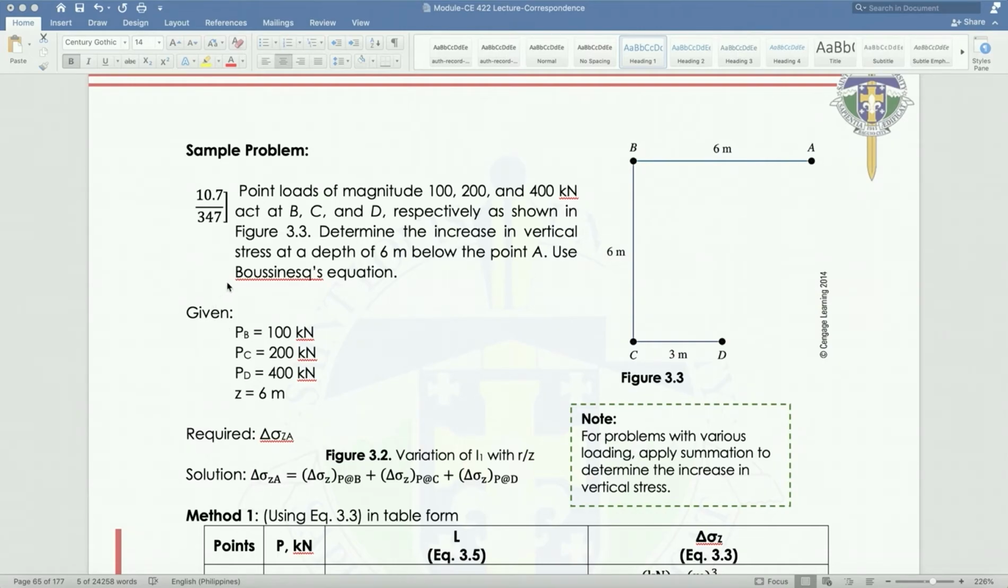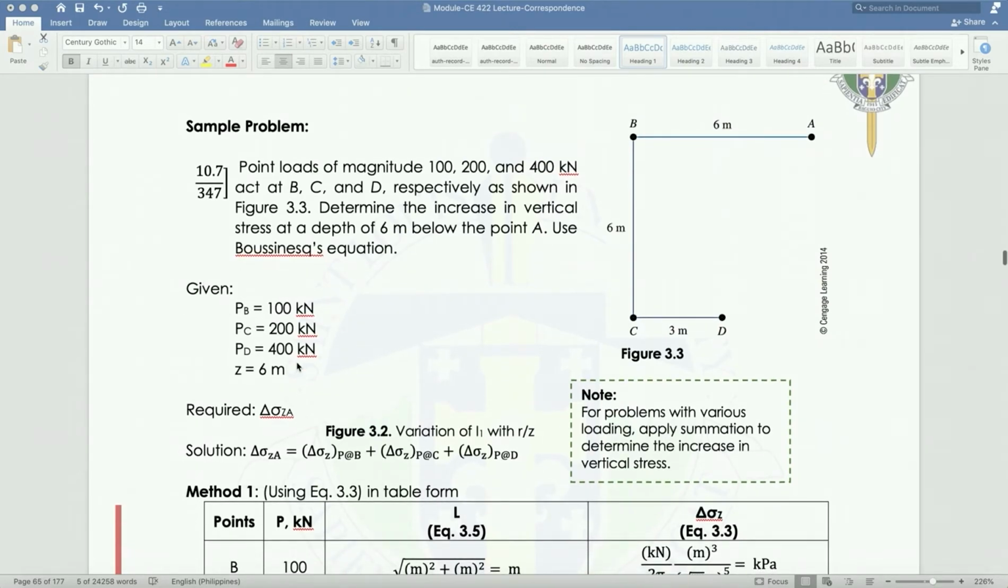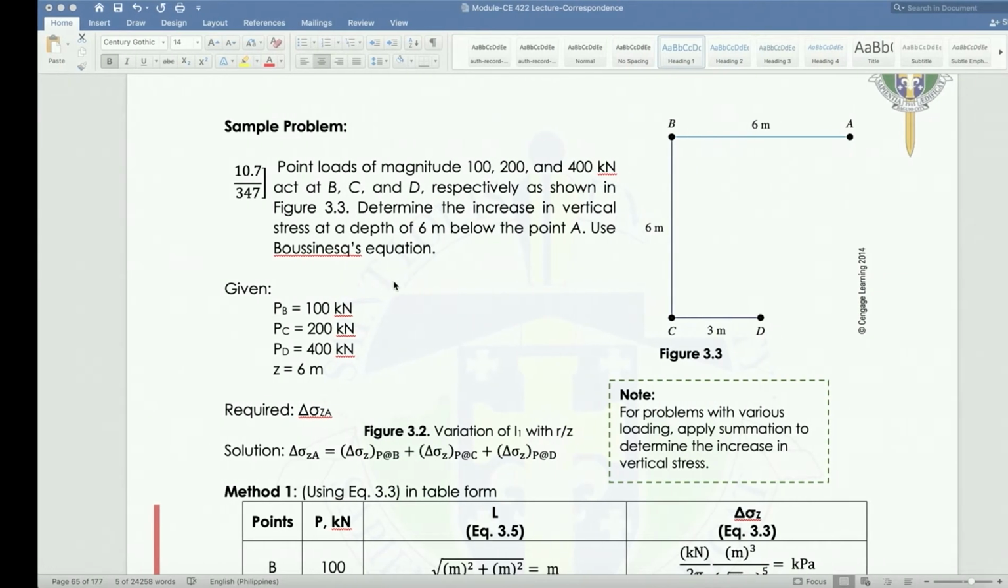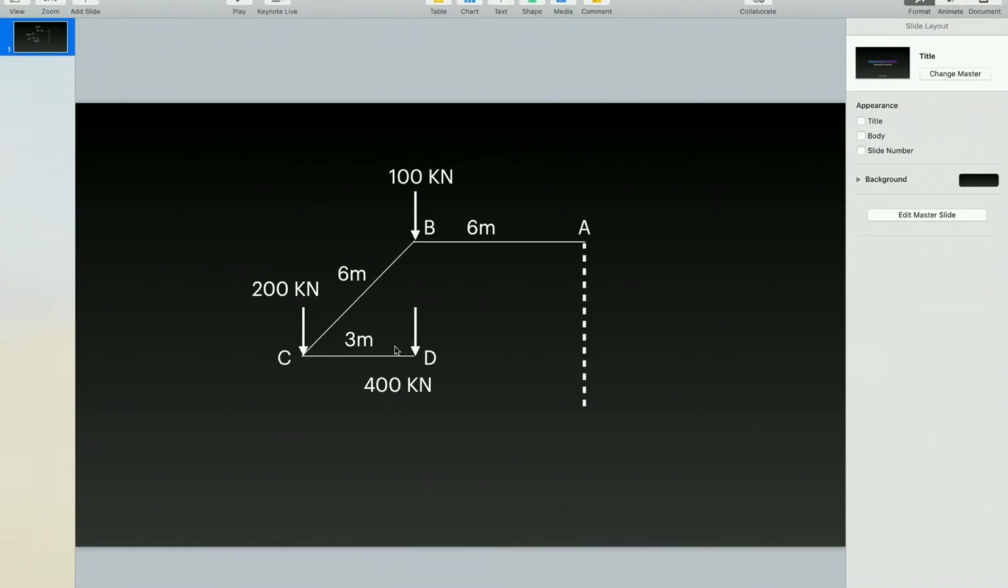So use the Boussinesq equation. First we need to identify what the forces are. The force at B is 100, the force at C is 200, and the force at D is 400 kilonewtons. Now just to show you what it looks like, it is like this. Okay? So this is an isometric view.